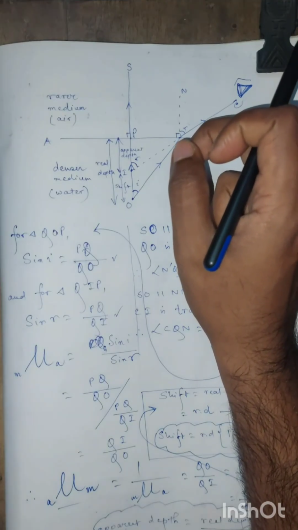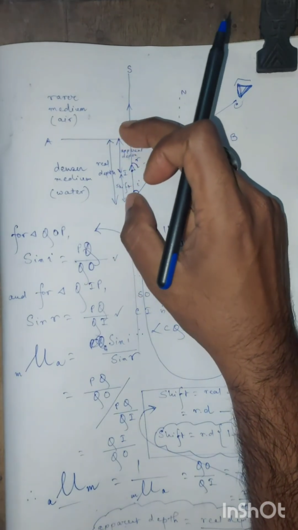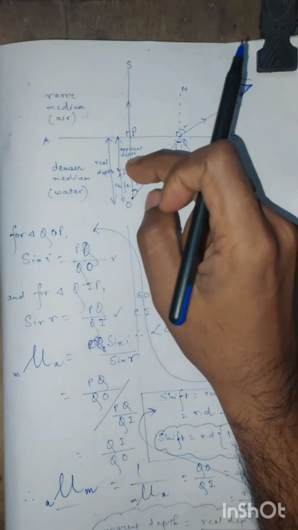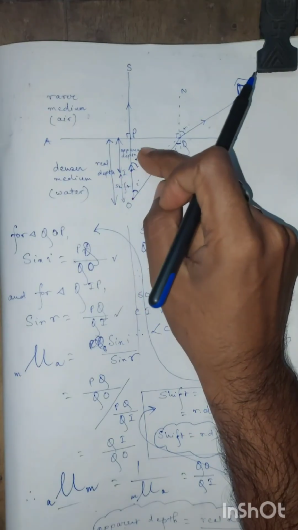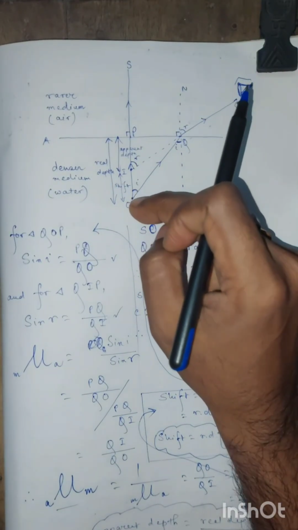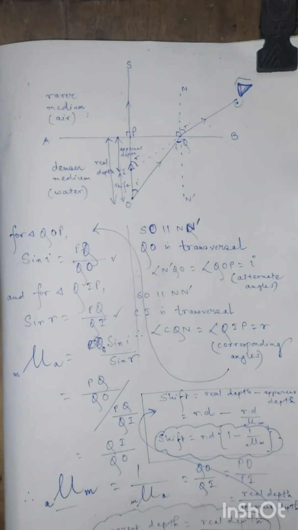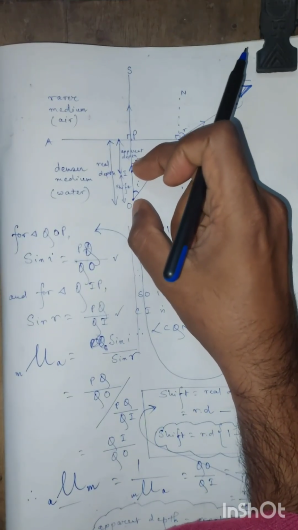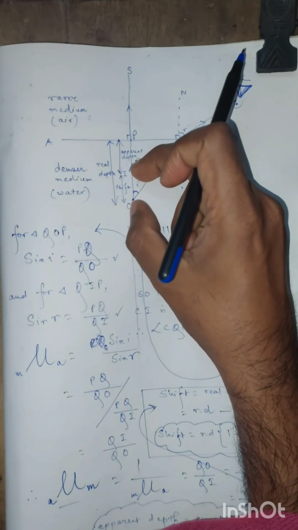Now the difference between real depth and apparent depth is called the shift. So this length is our shift, the distance between I and O. This is our shift.